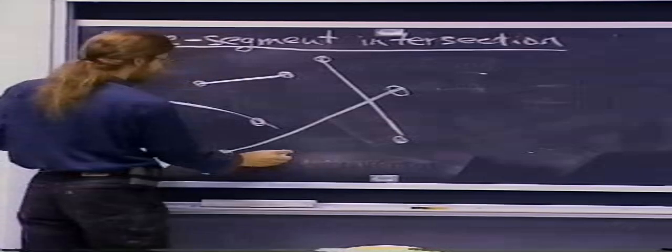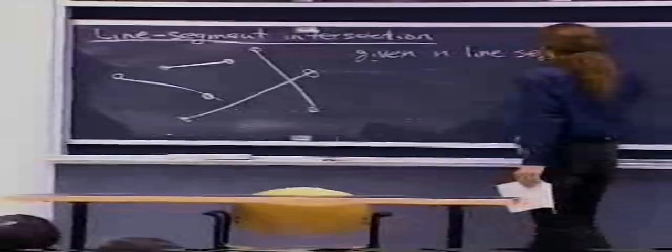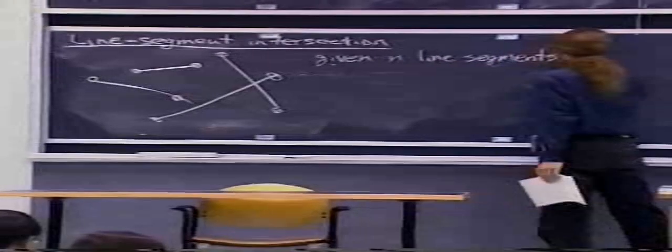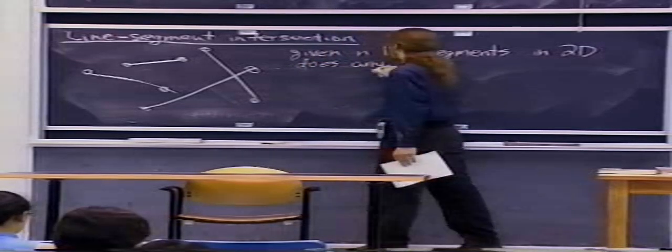Maybe I have this set of line segments. All right, that's a very simple set of line segments. The question is, do any of them cross, like in this picture? Given n line segments in the plane, so we'll stick with 2 dimensions because that's easy to visualize, does any pair of those line segments intersect?